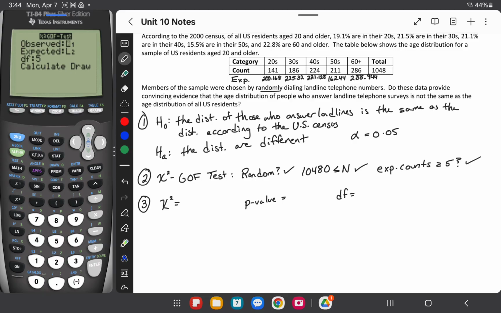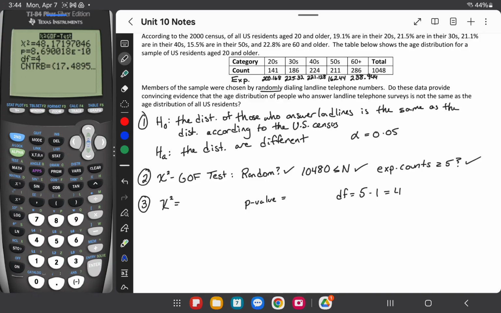So here's where you just make sure that they are in the correct spots. So observed, we have in list 1, expected in list 2. If for some reason yours are different, make sure and change those here. And then for degrees of freedom, remember that's the number of categories minus 1. There were 5 categories in this case. Minus 1 tells us that there are 4 for our degrees of freedom. And then we'll go ahead and hit calculate.